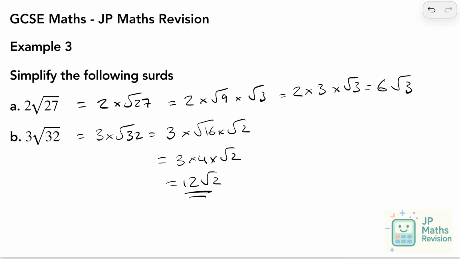Now with these questions here, it's a good idea to be very familiar with your square numbers up to 10 squared, so 100. So if you don't know the square numbers, maybe write them down along the side of the page when you're doing these questions. So 1 squared is 1, 2 squared is 4, 3 squared is 9, 4 squared is 16, 5 squared is 25, and so on and so forth, because it might be a bit easier to see what square numbers fit into your surd.